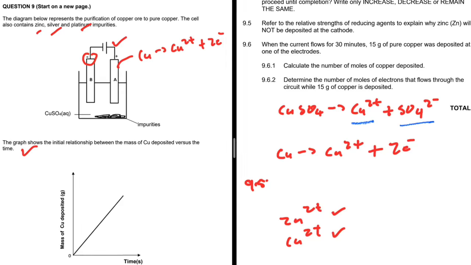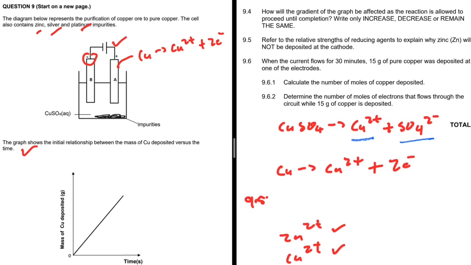So what do we need to do? We need to go to a table and see which one it is between zinc 2 plus and copper 2 plus. The question says, why is zinc not being deposited at the cathode? So obviously we already have our answer, but I'm just trying to show you where it is coming from. Copper 2 plus is a stronger oxidizing agent compared to zinc 2 plus.